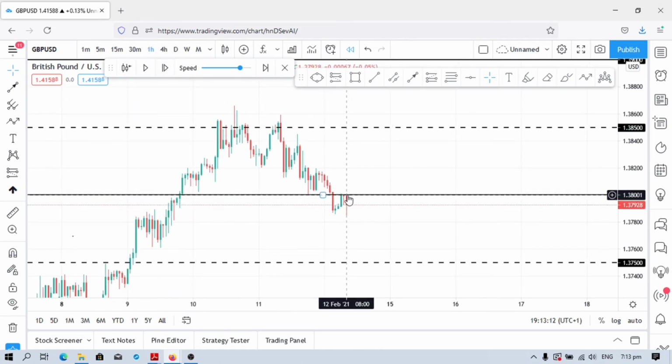Okay, so price went down here, but you can see there's some bullish pressure here. Okay, because price closed at just above 50% of this candlestick. So I wouldn't rush to sell this trade yet, because I know there are still buyers in the market.